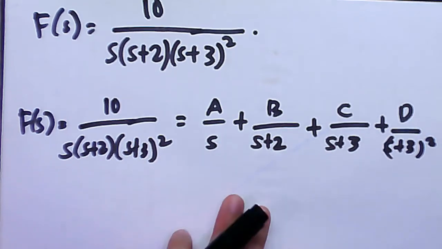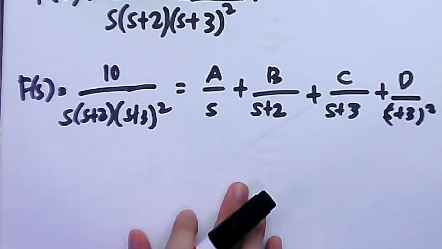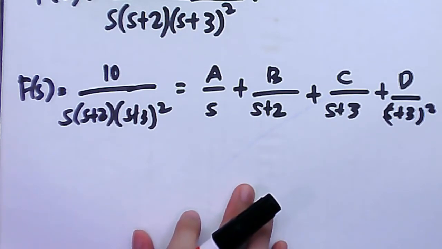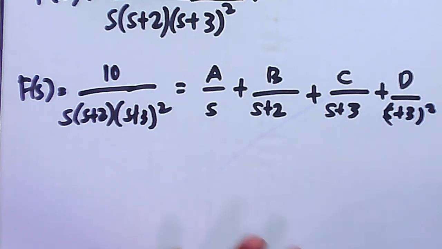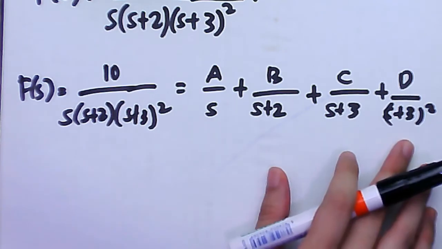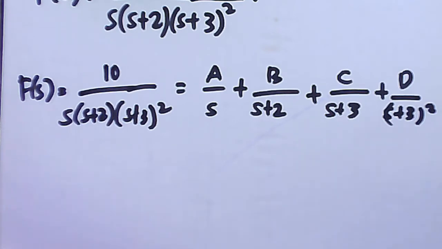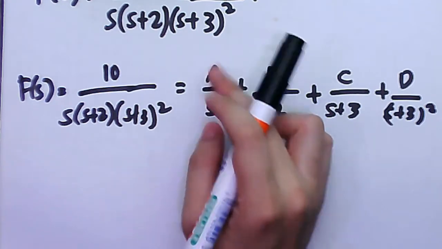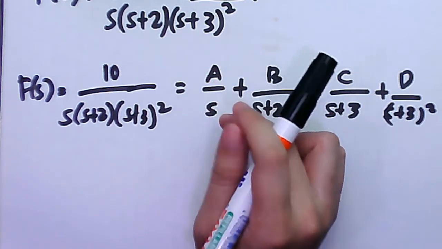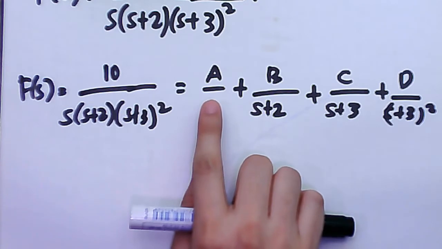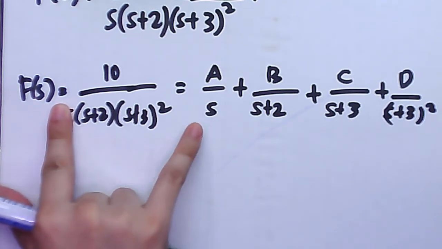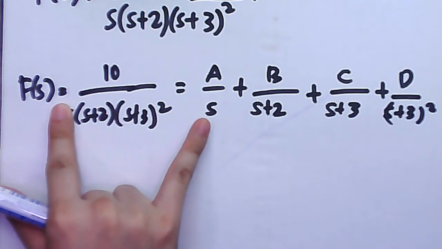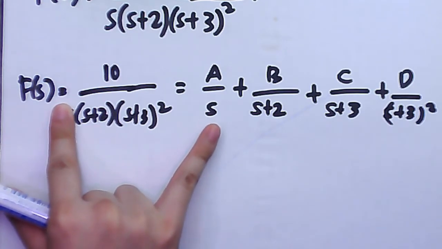Now, kung matatandaan nyo sa signals nyo, may natutunan tayong cover-up method. Pwede nyo rin gamitin dito, basically pareho lang naman yun. So paano yung cover-up method? Kukunin natin tong A, tatakpan natin si s dito. Tapos, isa-substitute natin yung root ng denominator nito, which is s equals 0.